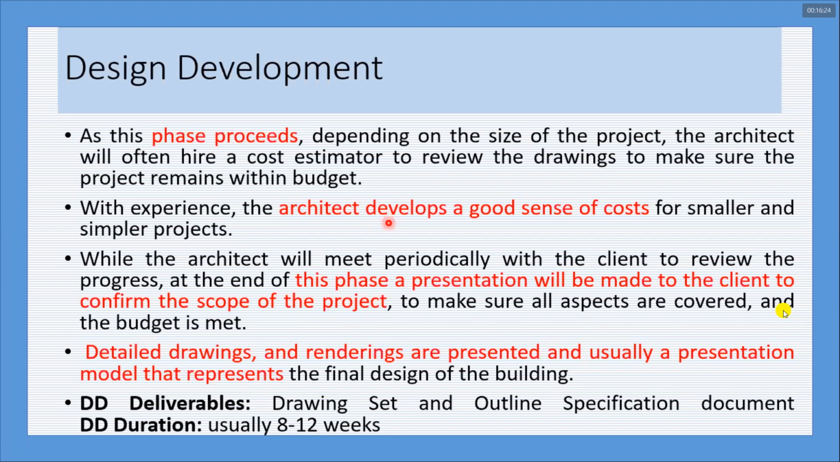comprehensive cost estimation so he can see that his proposal is within the limitation of budget provided by the client, and make sure that all aspects are well covered and meet the budget demands. So what you get by the end of this phase, you get rendered plans and drawings, presentation drawings, presentation 3D models, as well as some specifications of the detailed building design. This process takes a duration of 8 to 12 weeks for completion.